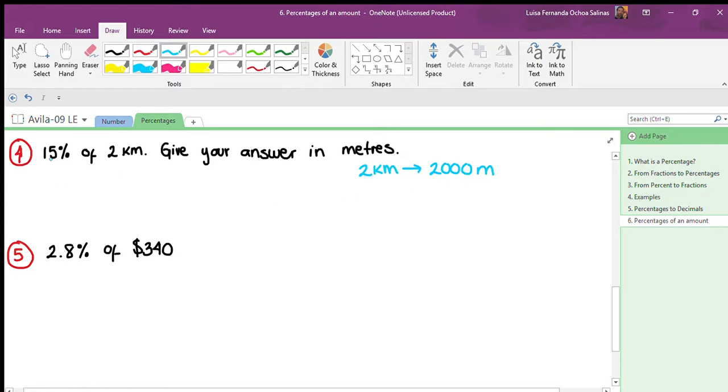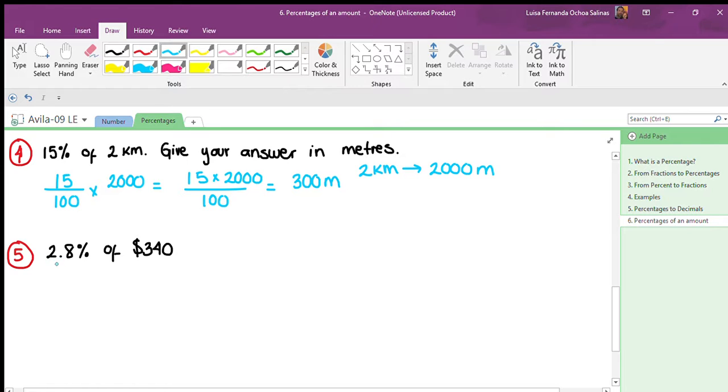Okay, so we're going to find the 15% of 2,000 meters. How do we do that? Again, same method. 15% is 15 out of 100 times 2,000. And we write this as 15 times 2,000 divided by 100. And if you do it in your calculator, I think you're going to get that this is equal to 300. Do we leave it as a 300? No, it's asking me to give it in meters. So I write 300 meters.